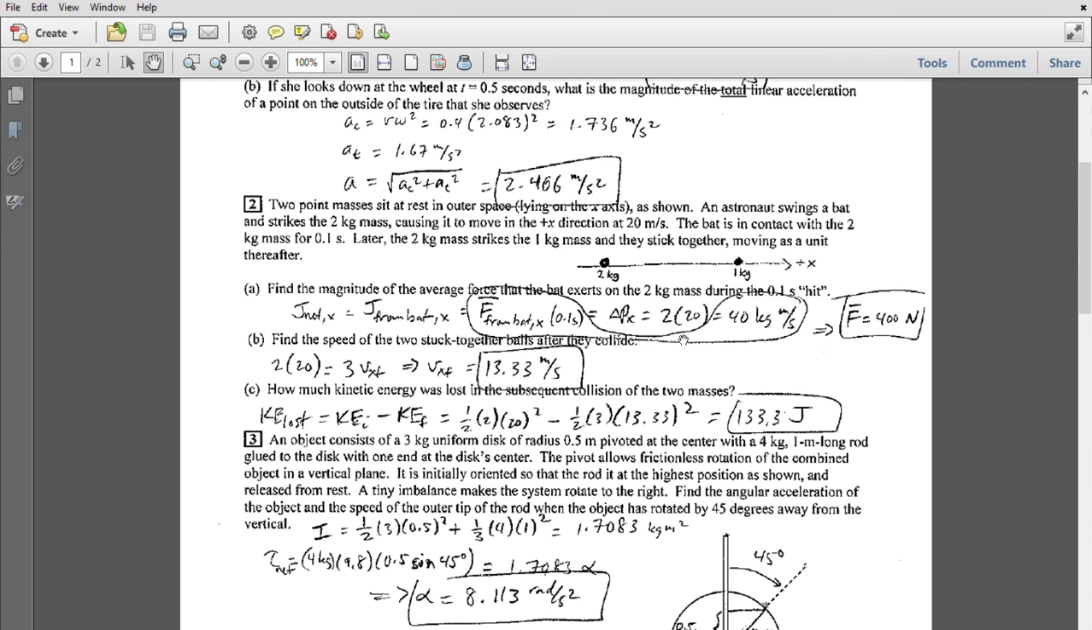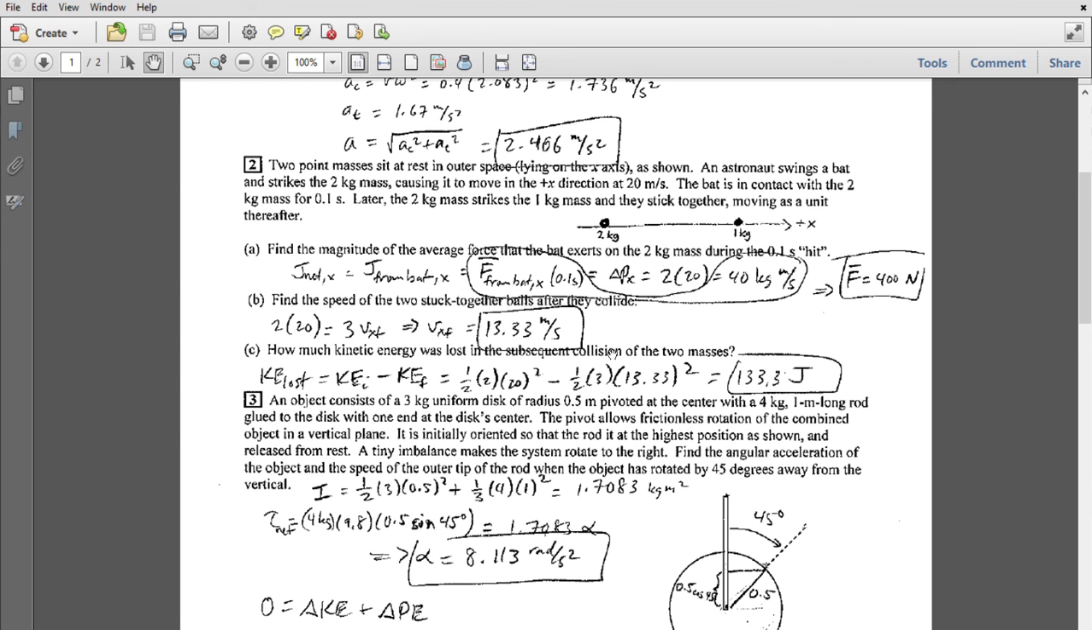Find the speed of the stuck together balls after they collide. So the two stick together like they're covered in Velcro. To find that out, we're going to use conservation of momentum for this completely inelastic collision. Originally, the 2 kilogram mass is moving at 20 meters per second, and then at the end, the combined 3 kilogram object is moving at some unknown final x velocity, and we can solve for that as 13.33 meters per second.